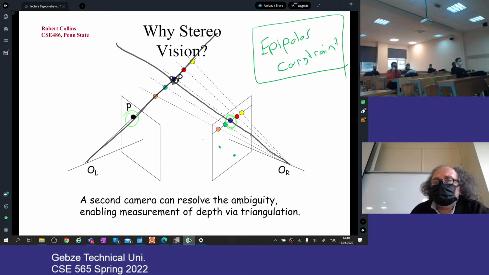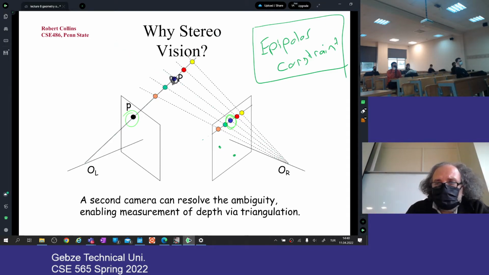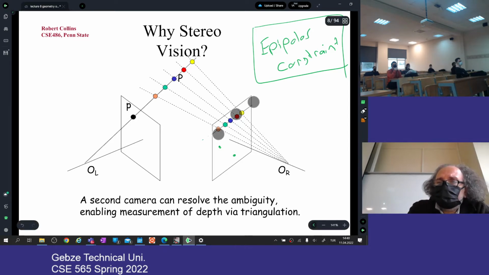Remember, I think last week I stopped at this point. I drew all these lines and everything. Let me erase all of them. We said that all of these points, this red point, green point, yellow point, they all project to the same point P here, but they project to different points on this image. On the left image, they are just a single point. On the right image, they are just many points, right?